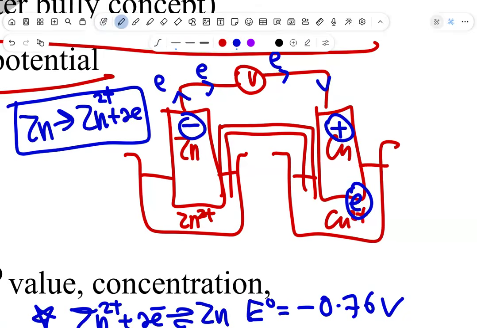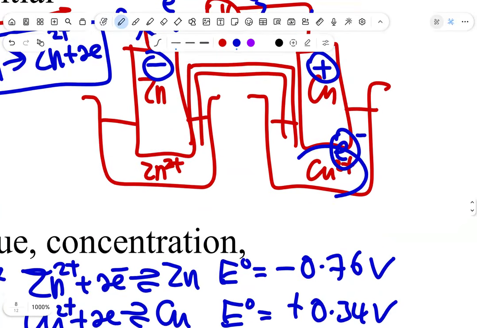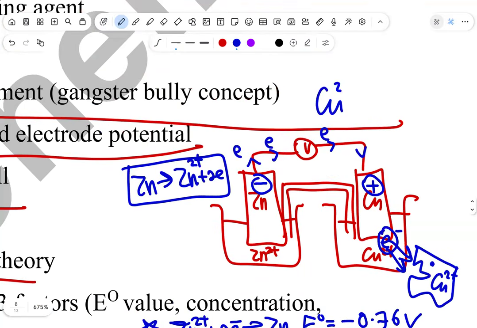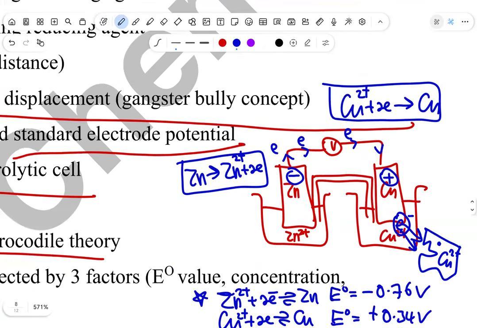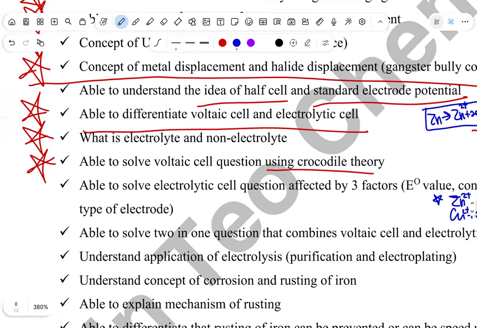Isn't it? Crocodile theory. So the electron is negative. They will attract the positive ion, which is the crocodile. So I get Cu2+, which is the crocodile. Cu2+ comes over to eat the electron. So when Cu2+ receives electrons, I get Cu. You see? So we already solved the voltaic cell question easily just by using a simple crocodile theory. I hope everyone is okay with this. Okay, so this is how we solve voltaic cell.